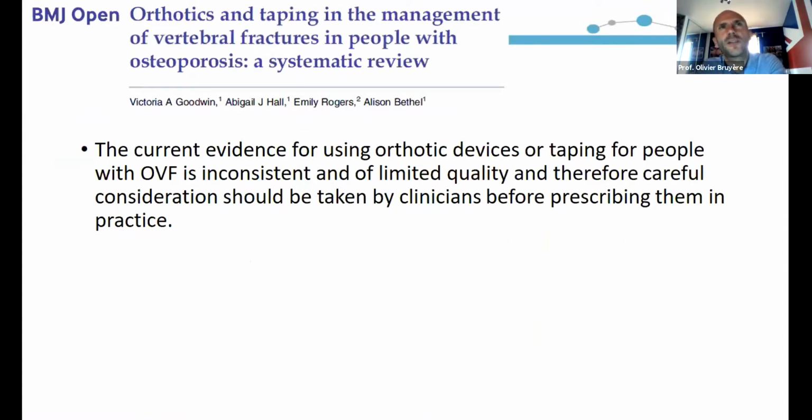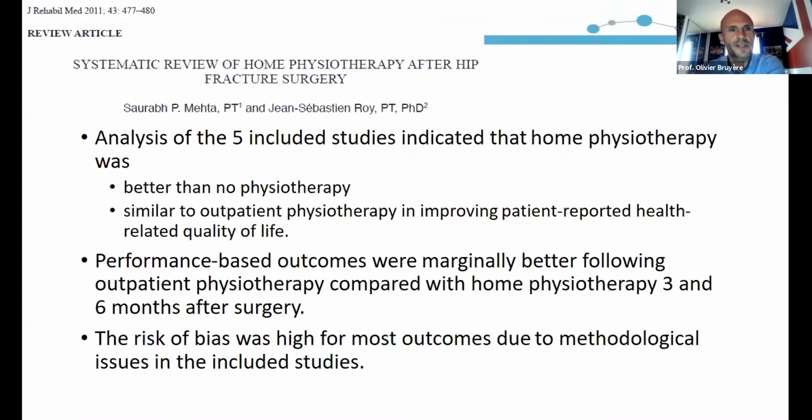However, we should acknowledge that we do not have a lot of evidence regarding all the tools that could be used by the physiotherapist. For example, orthotic devices or taping have not been shown to be effective in all clinical trials. So once again, it's interesting to have a physiotherapist intervention, but pay attention to what's proposed by the physiotherapist.